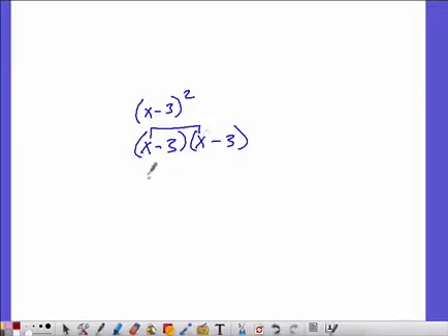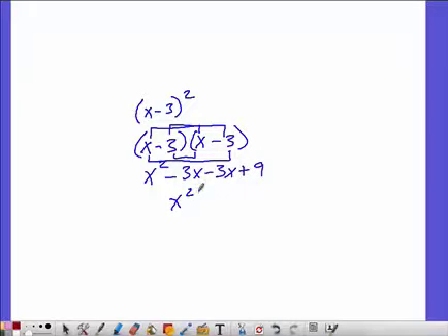So I multiply these together, I get x squared. I multiply these together, I get negative 3x. I multiply these together, I get negative 3x. And then last, negative 3 times negative 3 is a positive 9. Combine the middle terms, and I have x squared minus 6x plus 9.